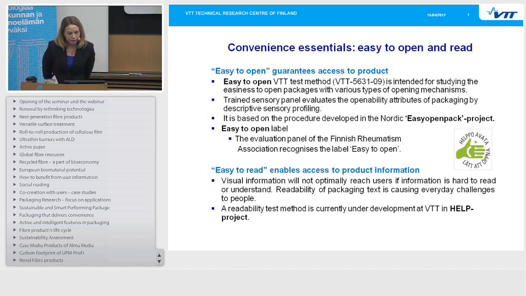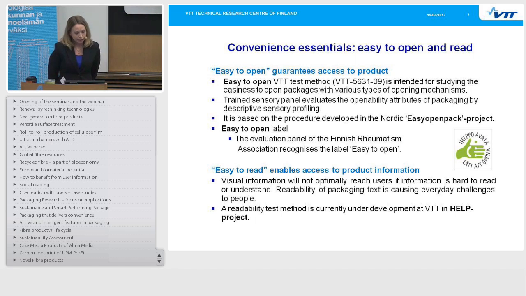The convenience essentials are really easiness to open and easiness to read. And at VTT, we have developed a test method to test the easiness to open packages. In the test, a trained sensory panel evaluates the openability attributes of the packaging. And based on the test results, the Finnish Rheumatic Association can recognize a label easy to open for the packaging.